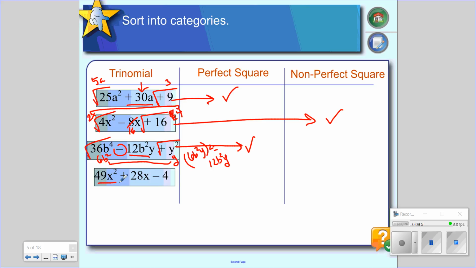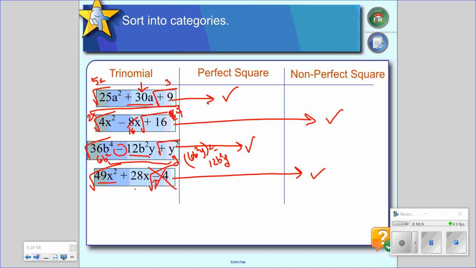Lastly, you can see 49x squared is a perfect square we can take the square root of. And while 4 is a perfect square, it's negative. We cannot take the square root of a negative. So right away, we cannot factor this as a perfect square trinomial with the shortcut. So with that one, you would have to look for your trinomial with a coefficient method. And if none of those things can happen, then you would just say it's prime. But we do know we would not be able to use our shortcut for that one because of the last term being negative.